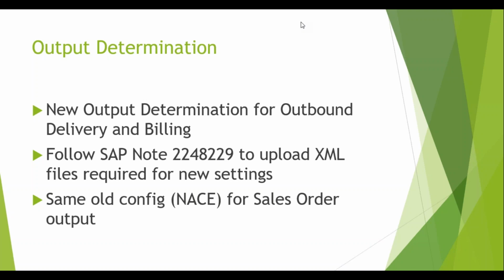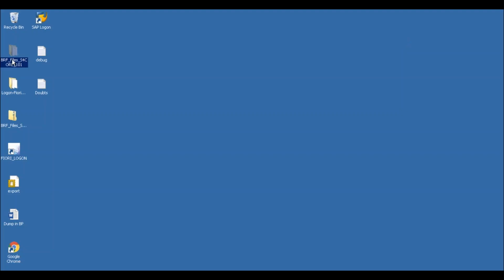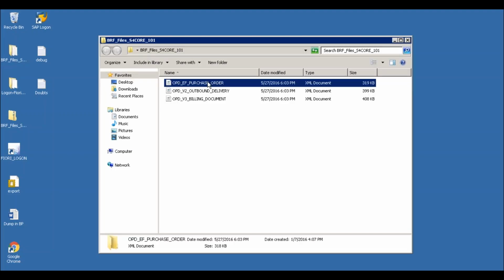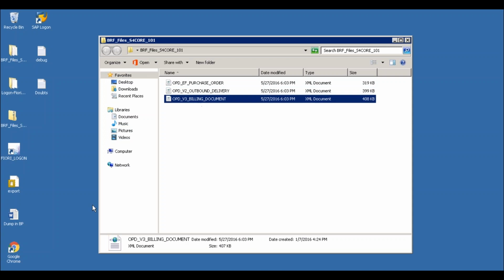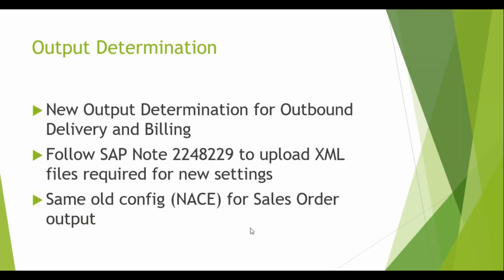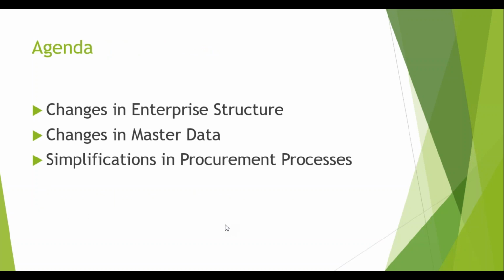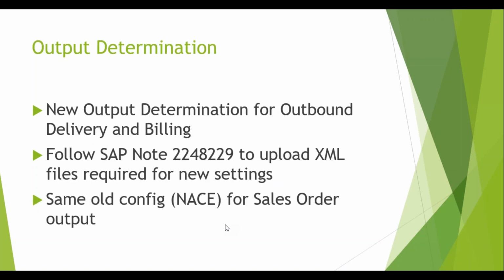So these 3 files, if I go to desktop. Okay, so in this SAP note, you will find these 3 BRF plus files. One for purchase order, another for outbound delivery, and the third one for billing document. And only after you upload all these 3 files, you will be able to use these applications. So for billing, you must upload this file, for outbound delivery this one, and for purchase order this one.